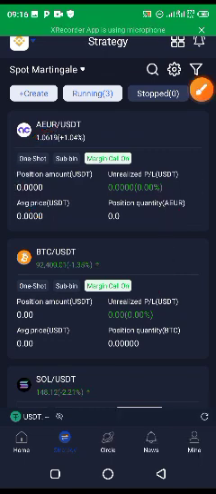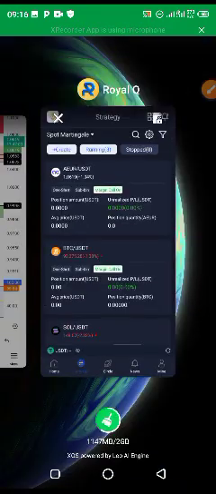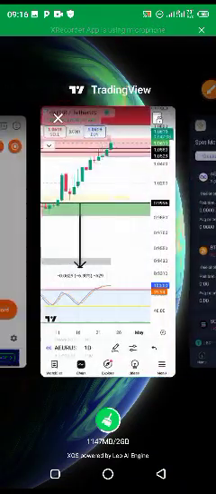I hope we are clear on that. That is the lesson for today. Otherwise, have a blessed day. That is how you can trade using order blocks and fair value gaps.